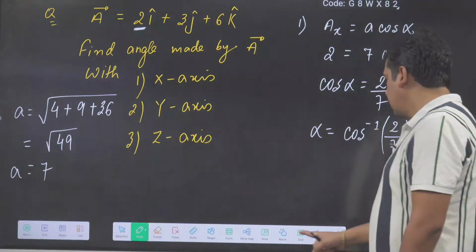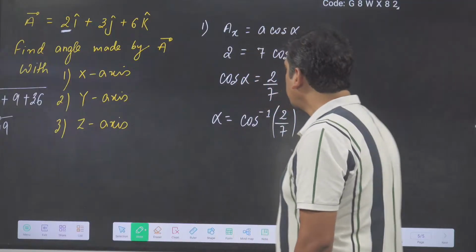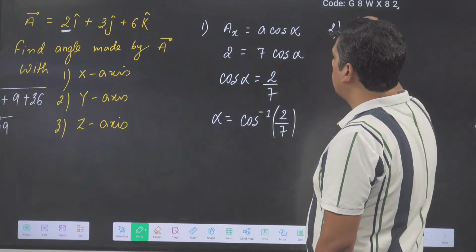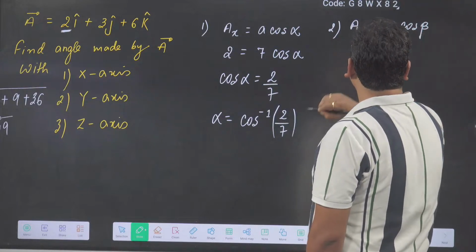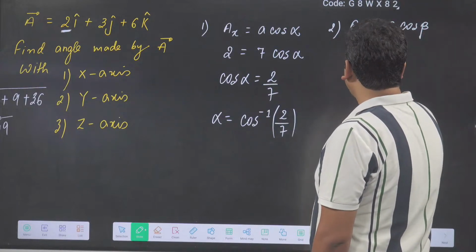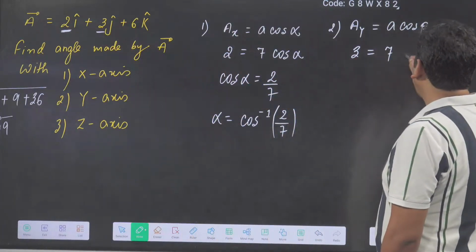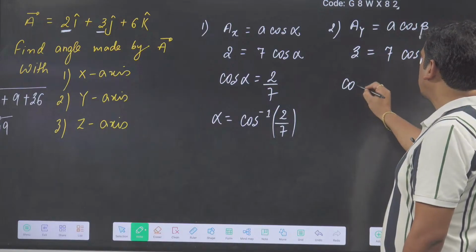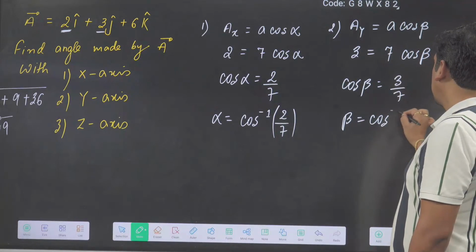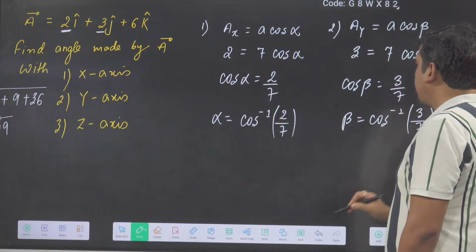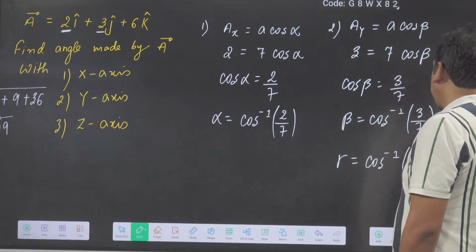Similarly, with y axis, a cos beta. Come on, I want all of you to answer here. Ay is 3, y component is 3, total is 7. Cos beta is 3 by 7, beta is cos inverse 3 by 7, and similarly I can say gamma is cos inverse 6 by 7. Okay?